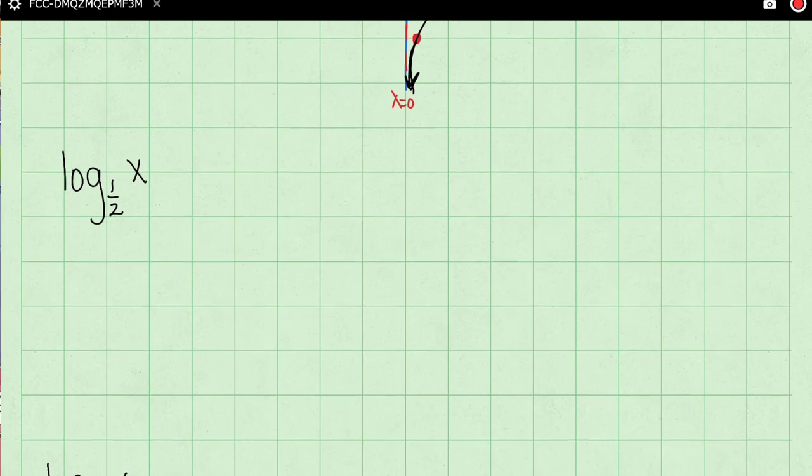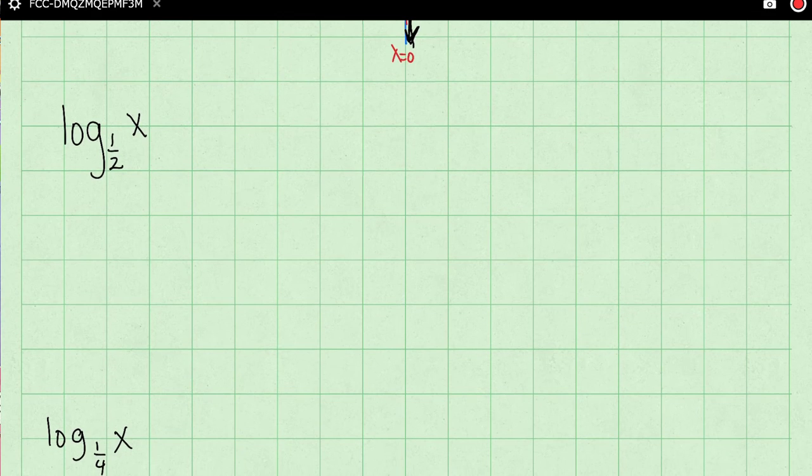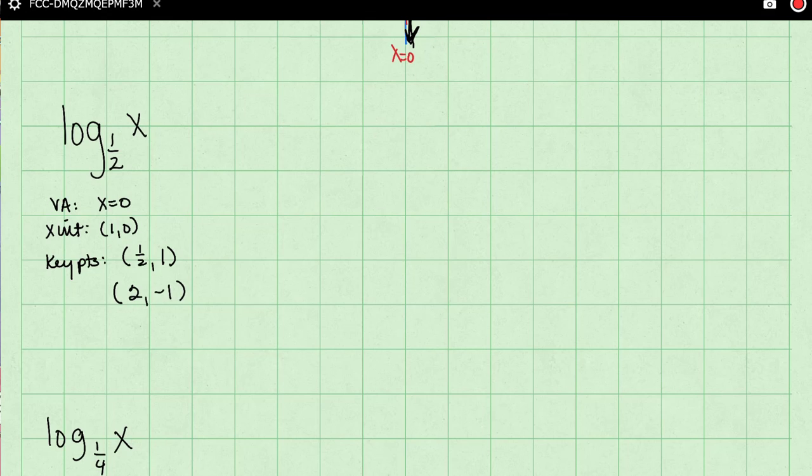Alright, so let's look at one where it's decreasing. So let's look at this one. We have a vertical asymptote at x equals 0. We have an x-intercept, which again is at (1, 0). We have 2 key points. So the first key point is at (1/2, 1). And the second key point is at the reciprocal. The reciprocal of 1/2 is 2. So there's a point at (2, -1).